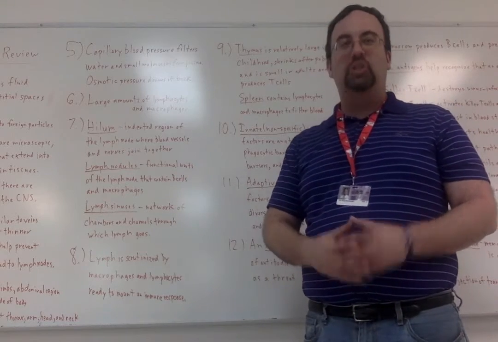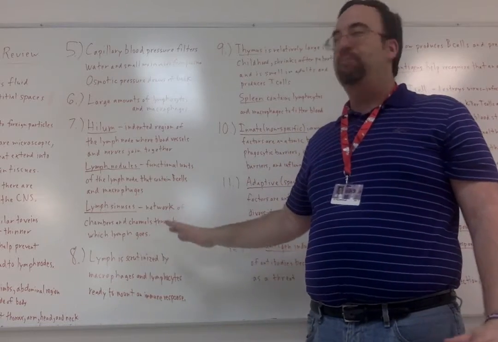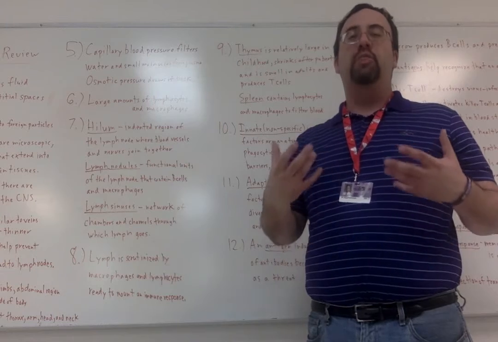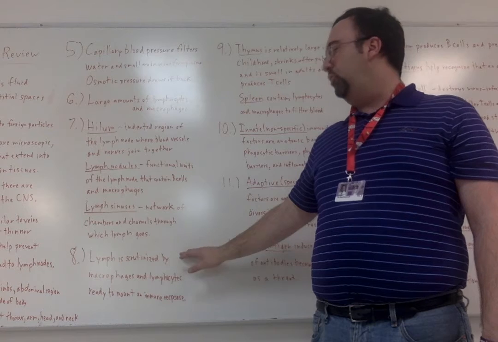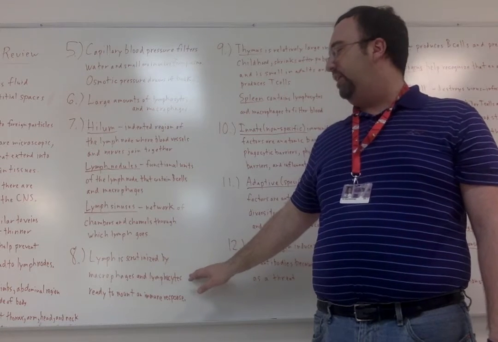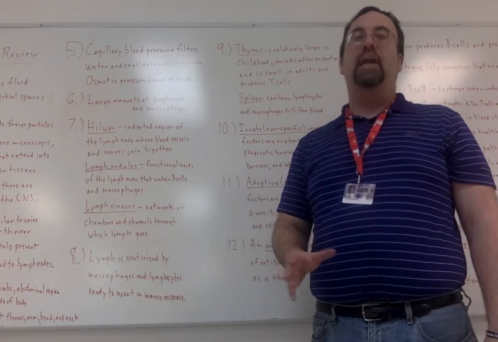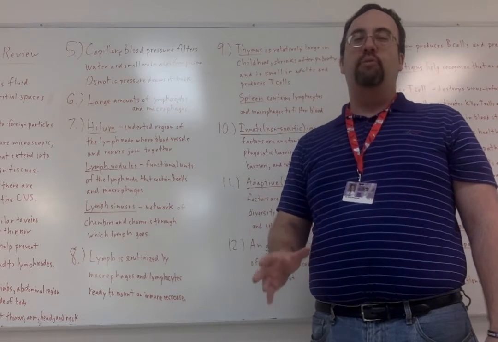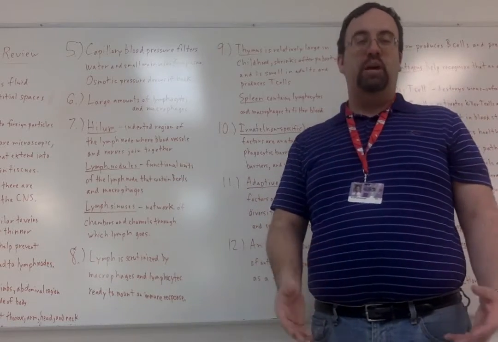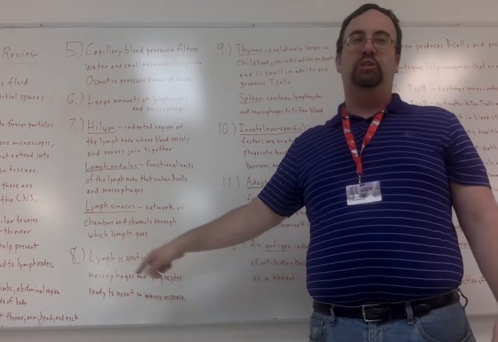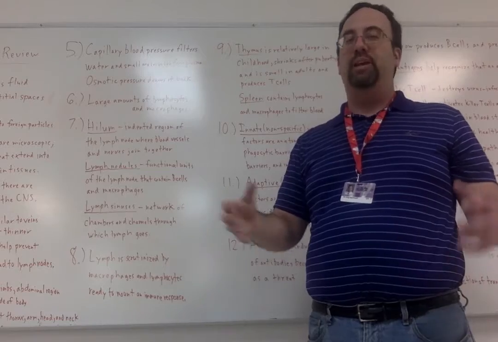Lymph sinuses, so much like your nasal sinuses, remember, are a network of chambers and channels through which the lymph fluid flows. Lymph itself is scrutinized by macrophages and lymphocytes, and then it's ready to mount an immune response. So again, think about the analogy at the airport with security. In order for you to get onto a plane, you have to go through security. The lymph is scrutinized by the macrophages and lymphocytes. These would be the security guards that prevent any foreign particles or invaders from getting in.